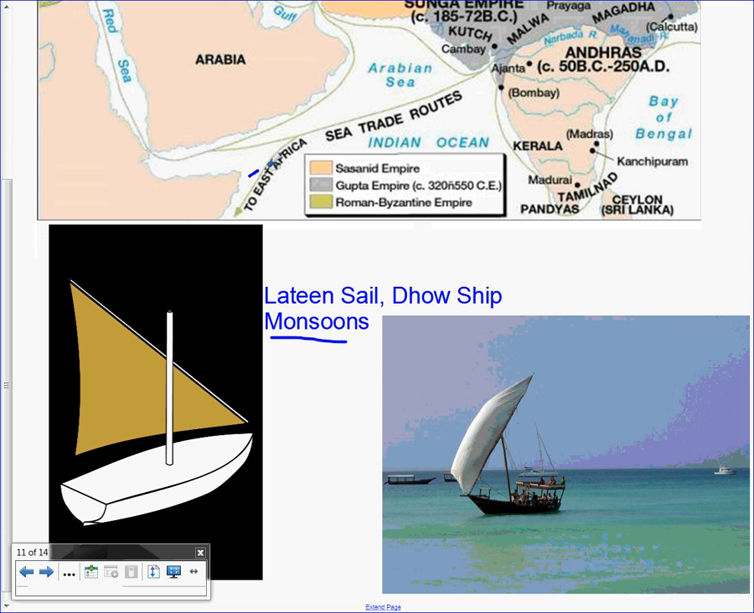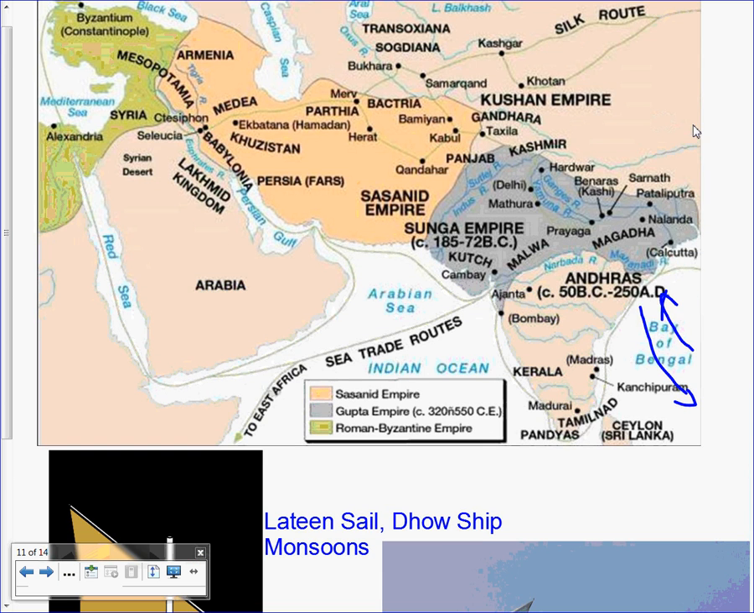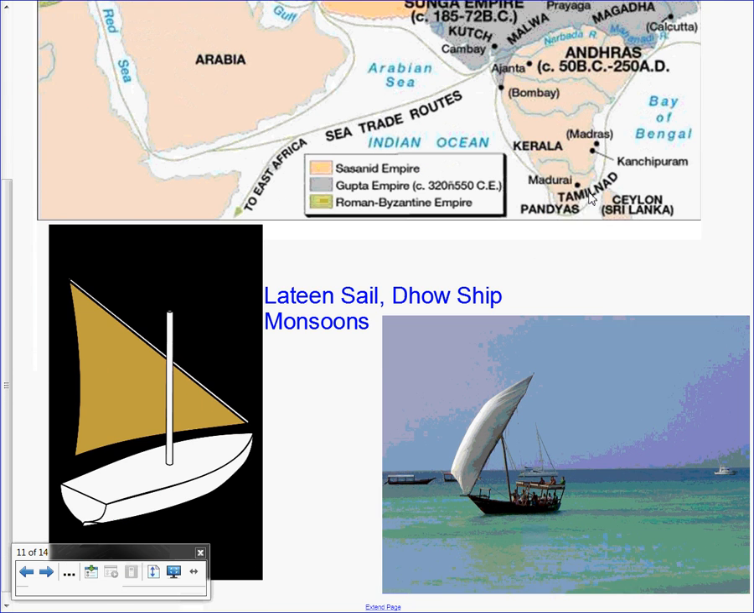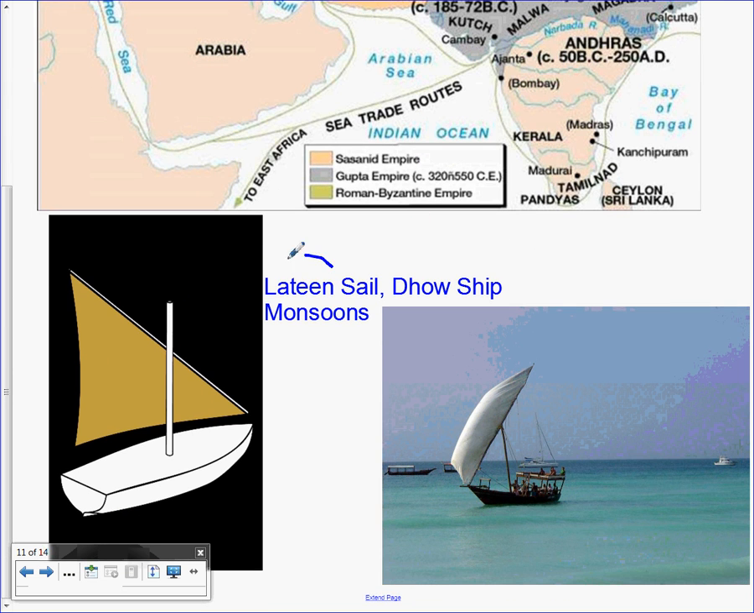These are wind patterns that seasonally blow through the Indian Ocean. So they're controlled by things like this huge plateau and the Himalayas up here. There's this cold air here, and the monsoons are this rainy and dry season. They're pretty amazing winds. So this is a lateen sail, and the lateen sail is important because it harnesses these winds that always blow in this one direction seasonally.